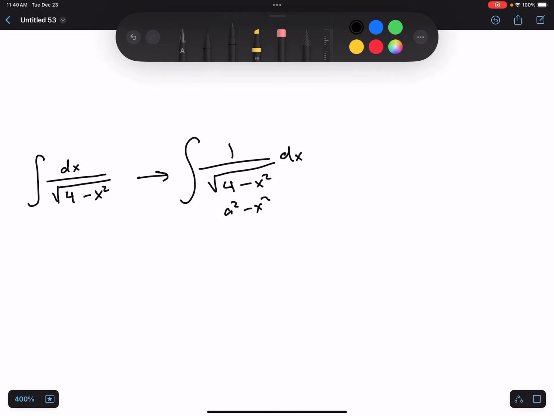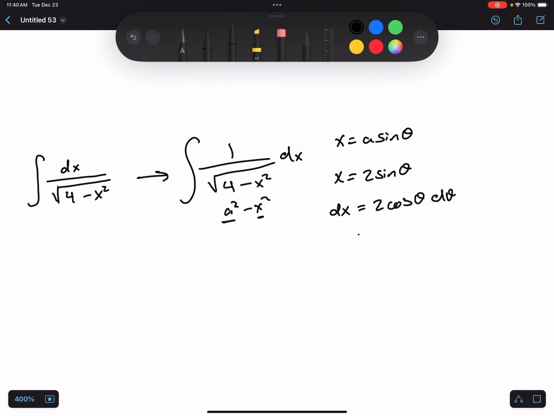And so what we can do is recognize that we have a subtraction, which will pair nicely with either a secant or a sine. And because we have a first rather than x, it will be a sine. So we can say x equals a sine theta. And because this is a squared, and that is 4, a is simply 2. So we'll say x equals 2 sine theta. In this case, the derivative of x is simply 2 cosine theta d theta.